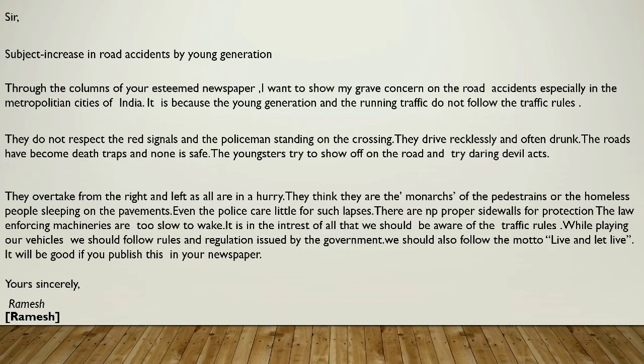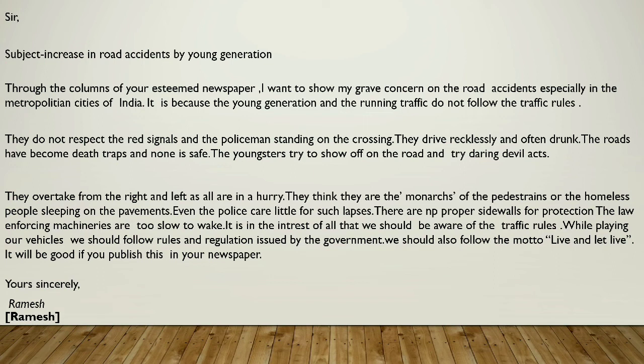And then after that you have to write the salutation, that is sir. Then you can write the subject, like increase in road accidents by the young generation. Then from the next line you can start writing your content, like: Through the columns of your esteemed newspaper, I want to show my grave concern on the road accidents, especially in the metropolitan cities of India. It is because the young generation and the running traffic do not follow the traffic rules. They do not respect the red signals and the policeman standing on the crossing. They drive recklessly and often drunk.